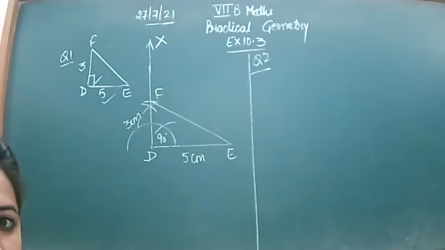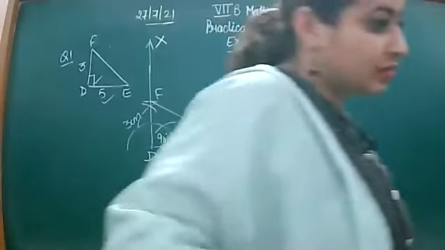Yes, Satvik? Yes. What's the length of the side of the isosceles triangle? Ma'am, 6.5 centimeters. 3.5? Ma'am, 6.5.